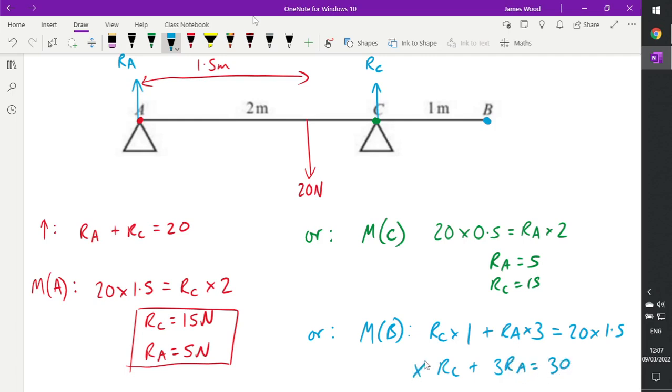But I could then solve this and this one simultaneously to find RA and RC, and you'd still get the same values. So picking some points makes it quicker than others, but you should always be able to get there by resolving up and down and taking moments about a point. If you've got more unknowns, then you might just have to take moments about several points.